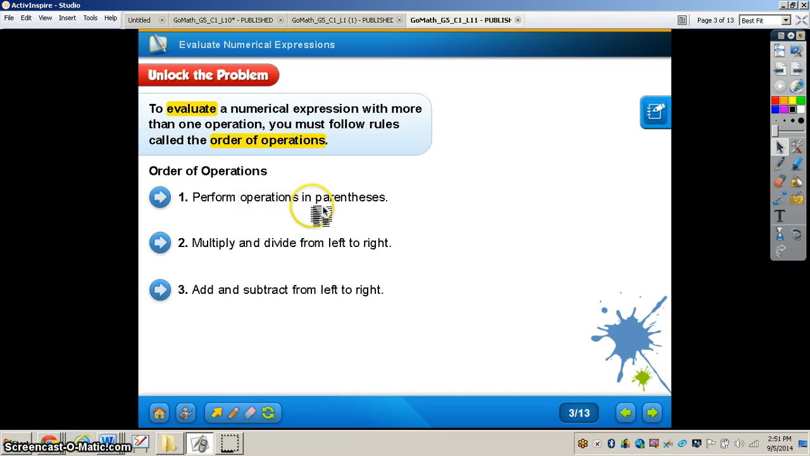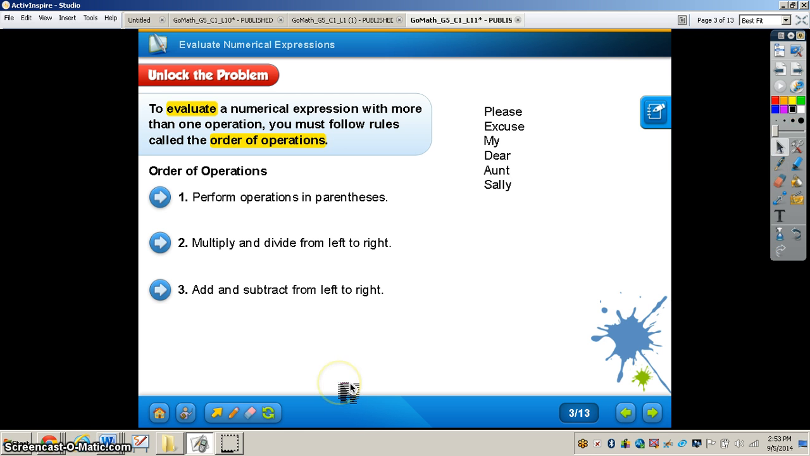Perform operations in parentheses first. Then after that, you want to multiply and divide from left to right. So if a division problem comes first from left to right, you divide first. If a multiplication problem comes first from left to right, you multiply first. And then add and subtract from left to right.